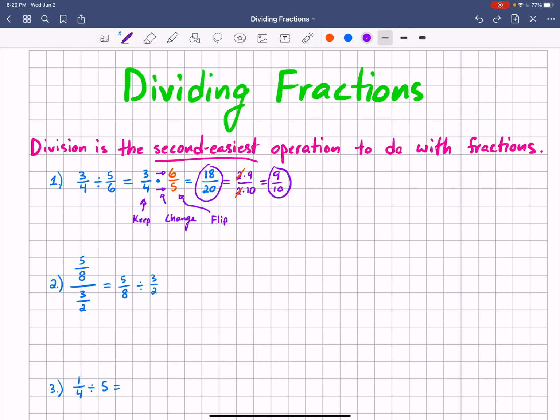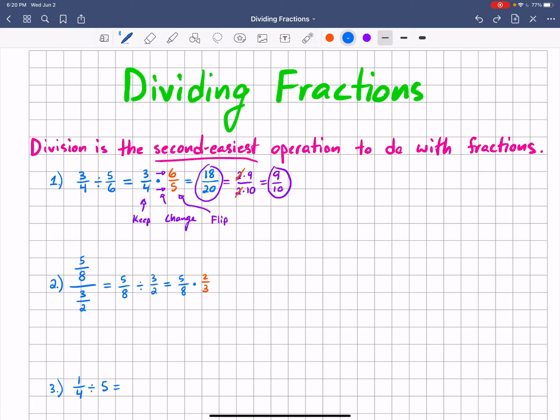This is very important to remember because we just talked about how to work on this type of problem. And in most situations, it's going to be pretty easy to remember the process for dealing with this after you work 2 or 3 problems. So once again, we're going to keep the first fraction the same. So 5/8 stays the same. We're going to change division to multiplication. And the most important step to remember is we're going to flip the second fraction.